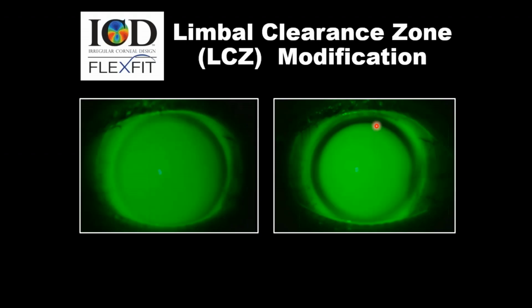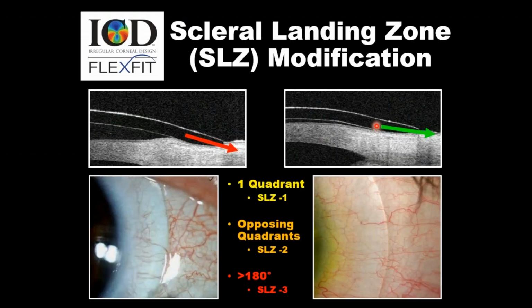When in doubt, go for more limbal vault. It's generally not an issue. Better to protect the limbal stem cells than to be concerned about prolapse. Prolapse happens so rarely.